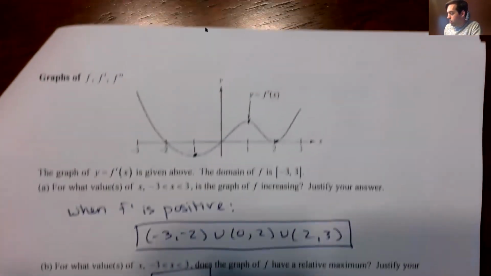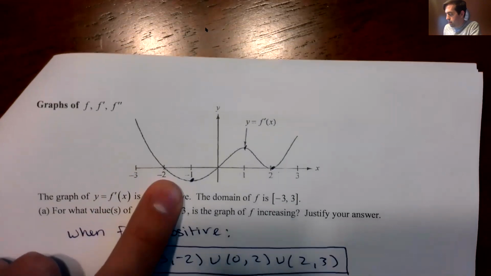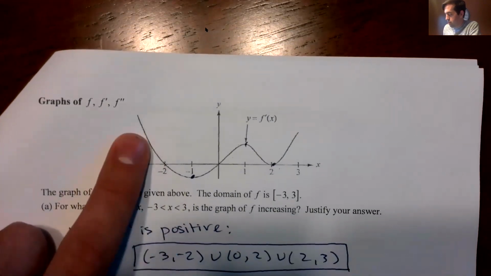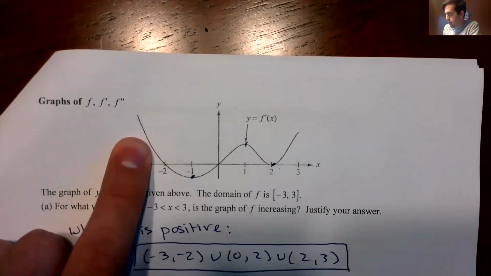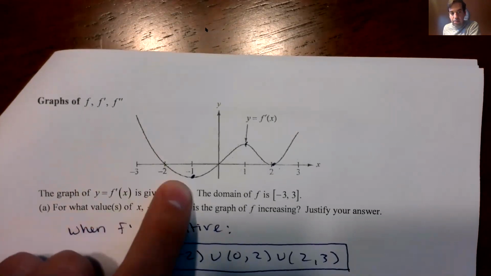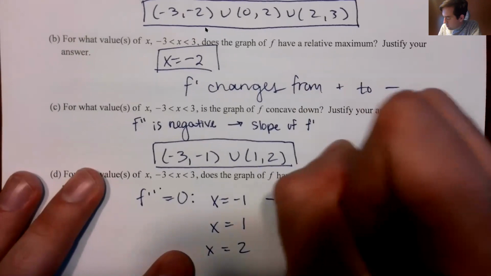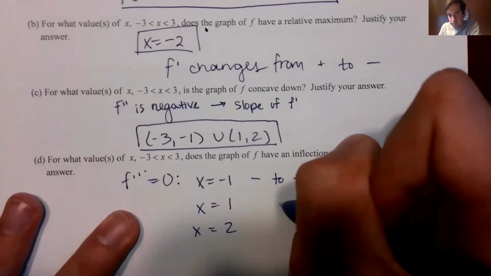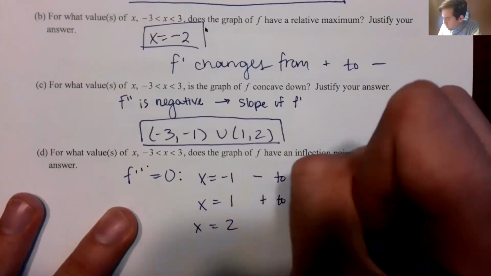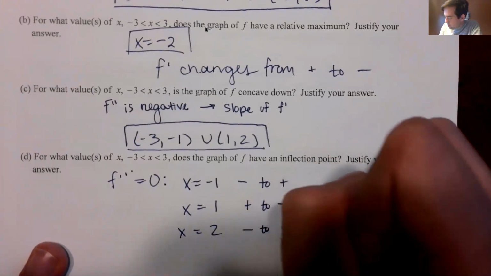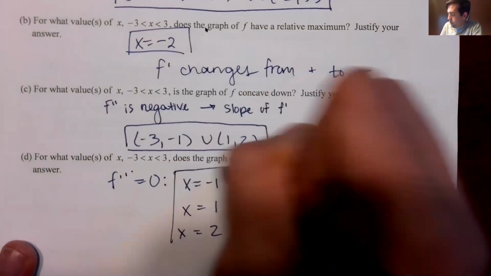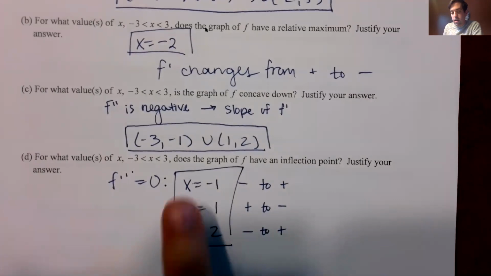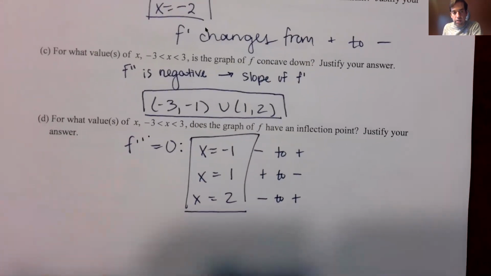And let's figure this out. What's happening to the second derivative? Is it changing sign? So is the first derivative changing slope? So at -1 it's from negative to positive. At 1, we're going positive to negative. And at 2, we're going from negative to positive. Okay, so all three of those change signs on either side of the 0 of the second derivative. So all of those are inflection points.